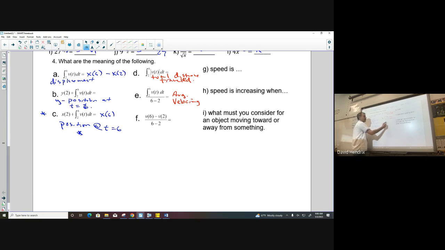What about this? If we find our change in velocity over time, right? Think about the units on this. This was in meters per second, and we're dividing by seconds. What has units of meters per second per second?